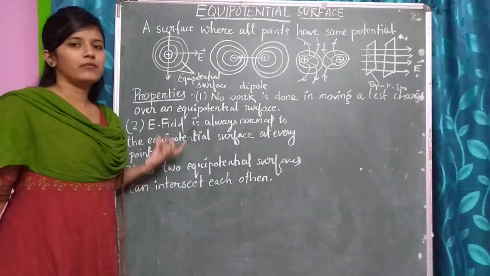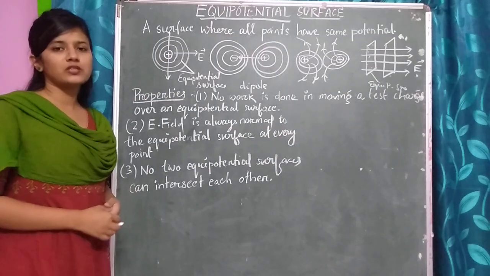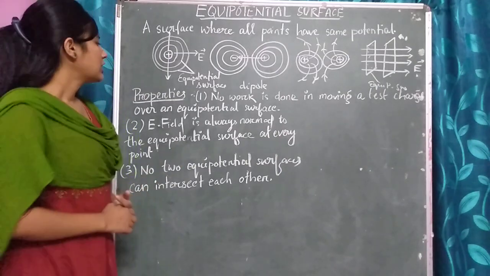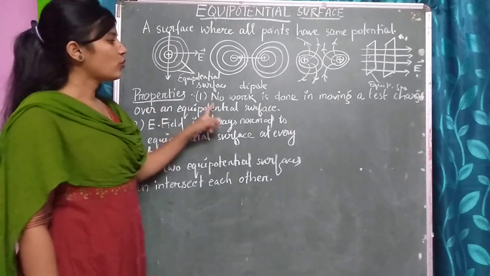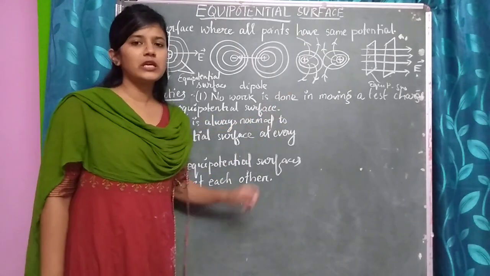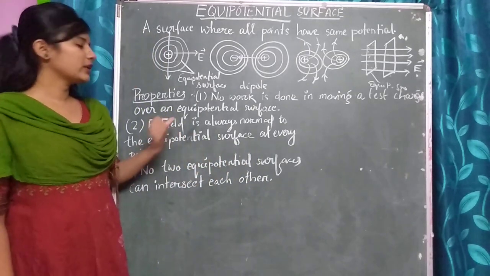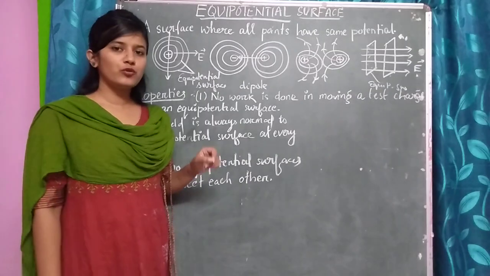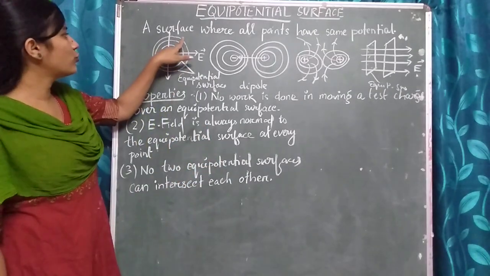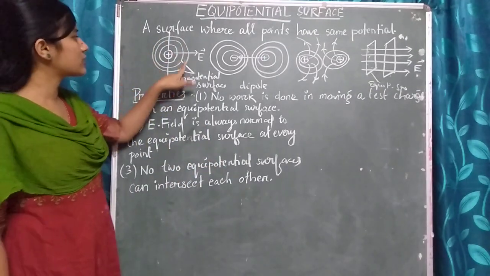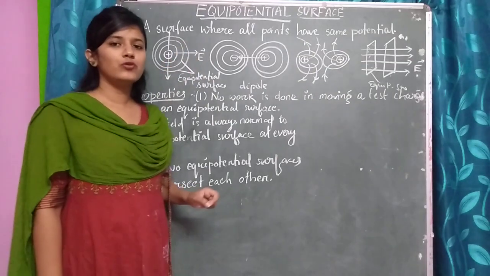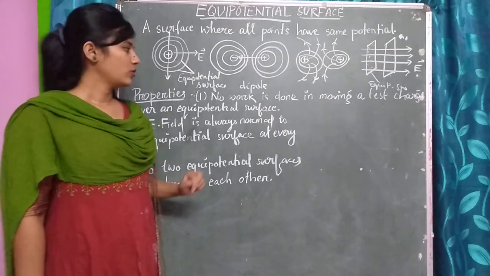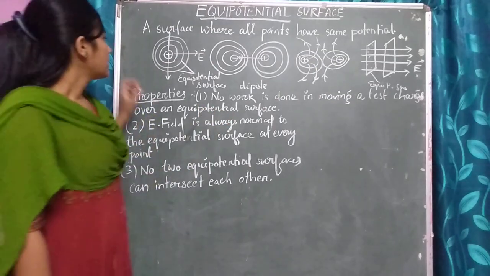Next, we will discuss some properties of equipotential surfaces. The first one is: no work is done in moving a test charge over an equipotential surface. That means if we want to move a test charge over an equipotential surface, there will be no work done. Okay, so let us see.